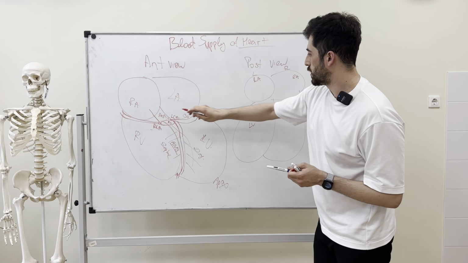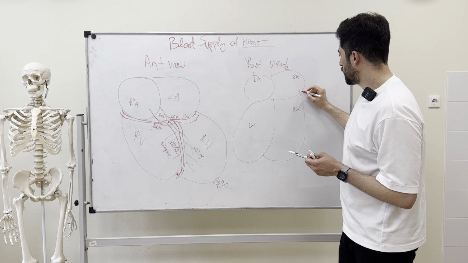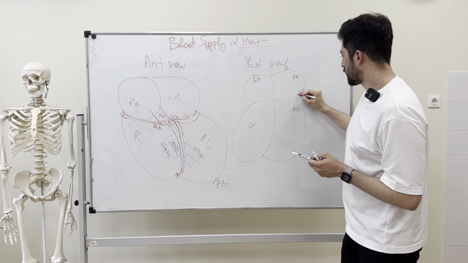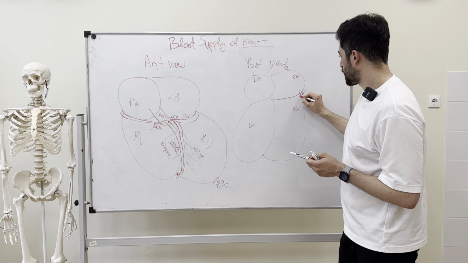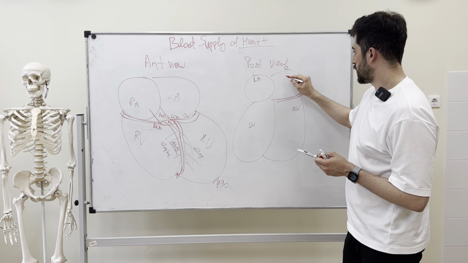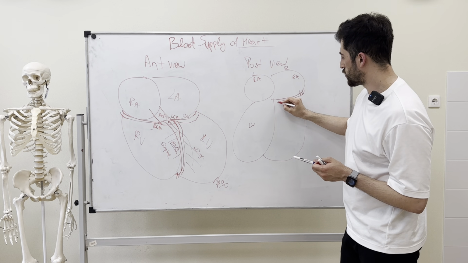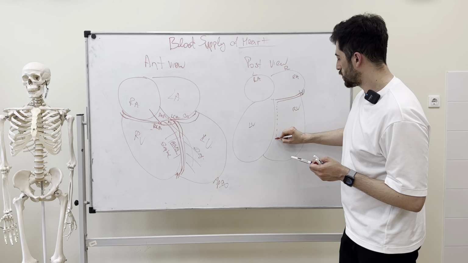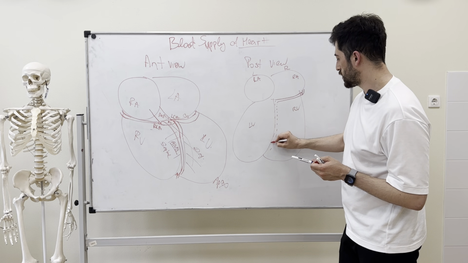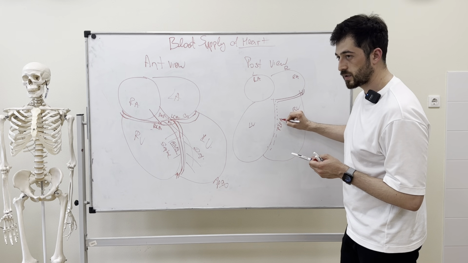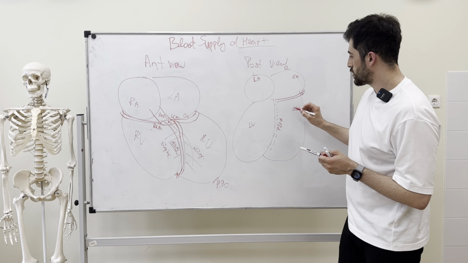So we were talking about, let's continue with the right coronary artery. It reached the posterior surface of the heart, and it will be coming right here, right? If you remember, it will come on the posterior surface. Between the atrium and the ventricle there is a sulcus, and it will be going downwards, giving posterior interventricular artery.